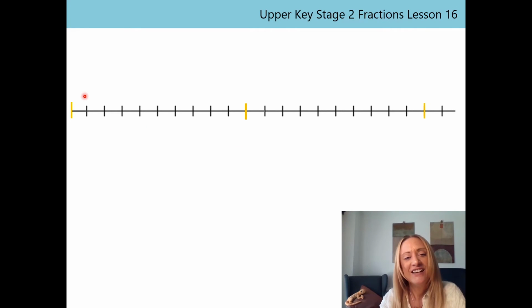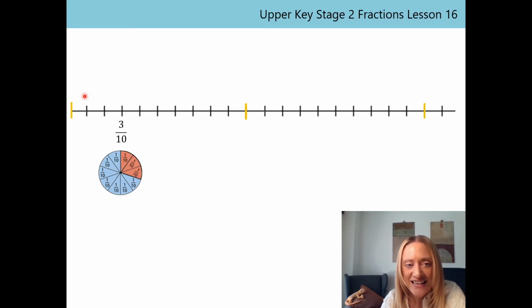Really well done. Do you think you could show me with your finger where 3/10 is on this number line? Go on, put your finger at where you think 3/10 is. Did you say it was there? Excellent. So the whole has been divided into 10 equal parts, and 3 of those parts is represented by the numerator. And we can see there, can't we? 3 of those parts are shaded orange.